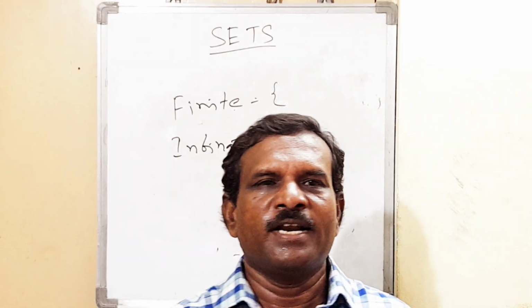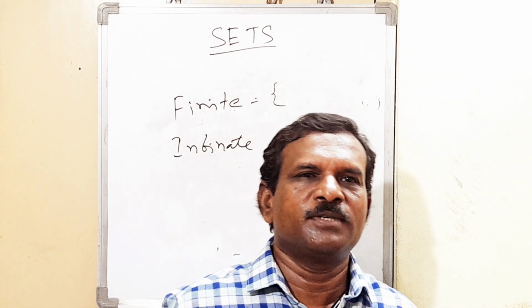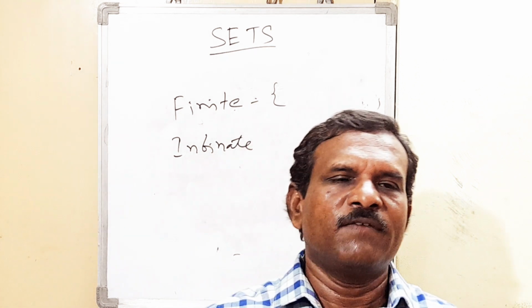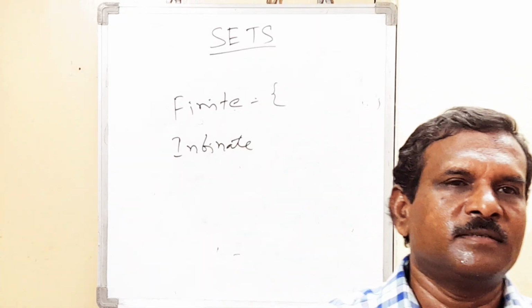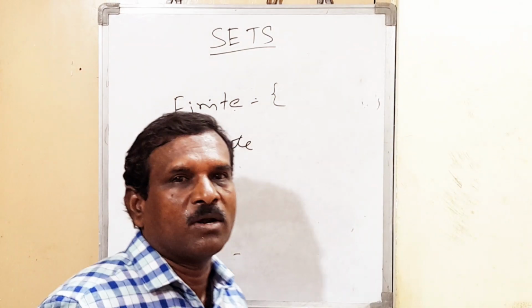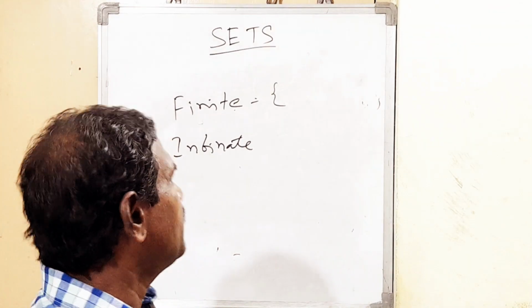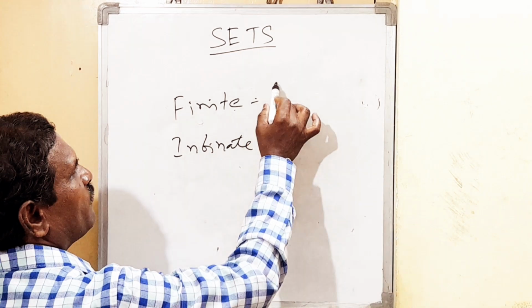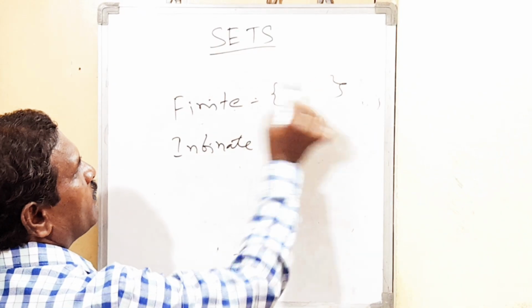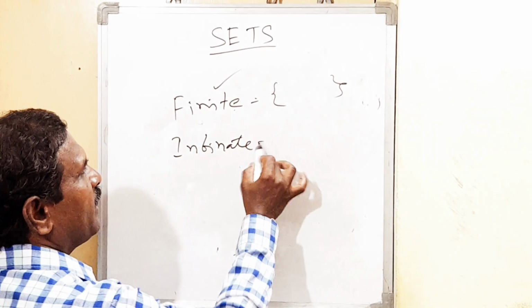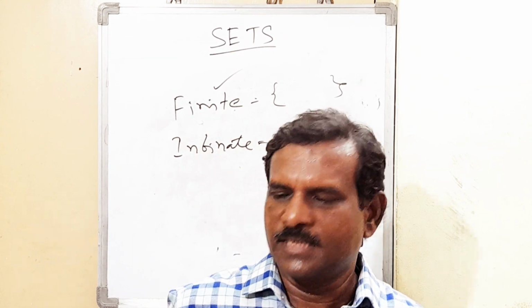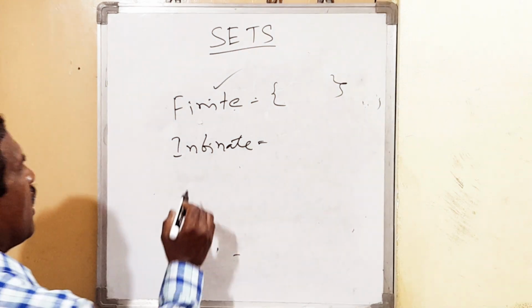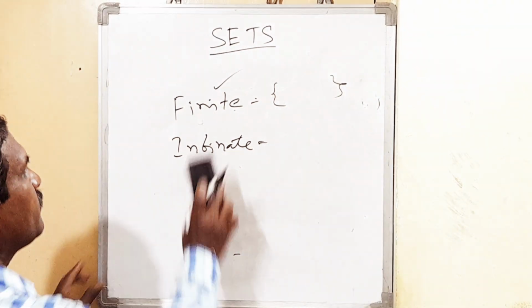So what is infinite? Which you cannot count. Suppose the set of natural numbers, it is an infinite set, because we can't say the exact number of how many natural numbers are there. So it's an infinite set. Finite means if the number of elements is countable, that is a finite set. Infinite, which we cannot count, that is the infinite set. So next, cardinal number of a set.